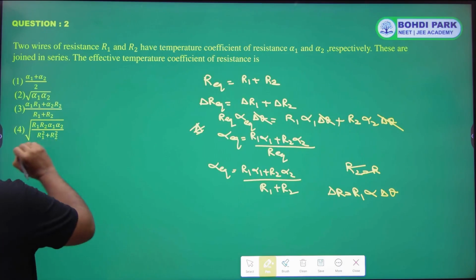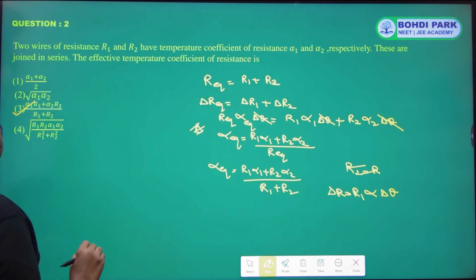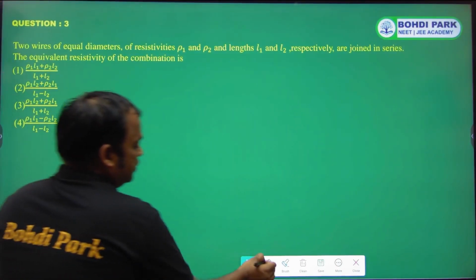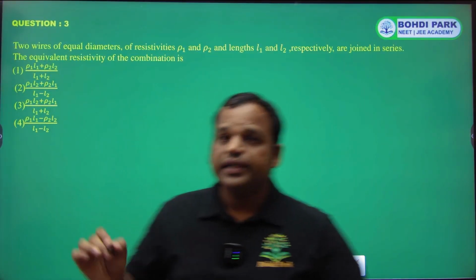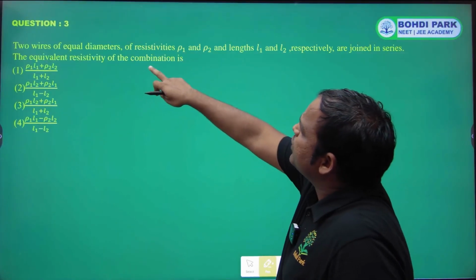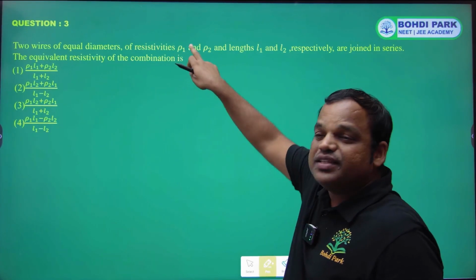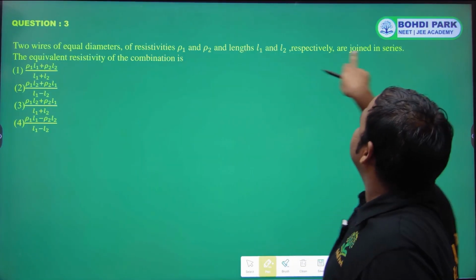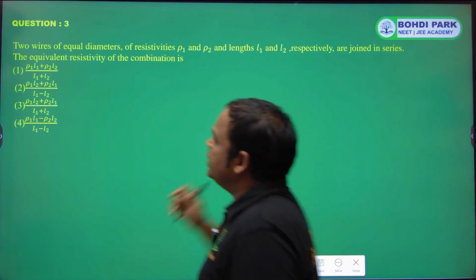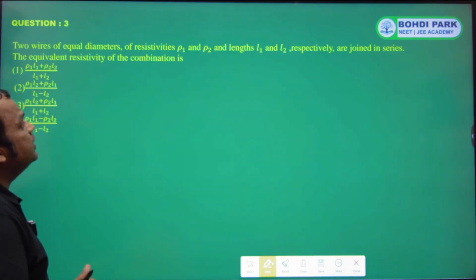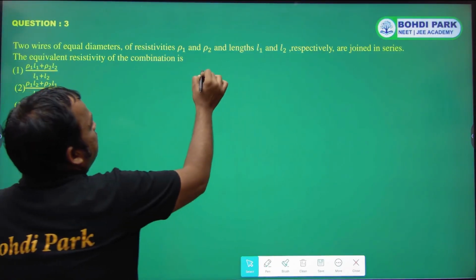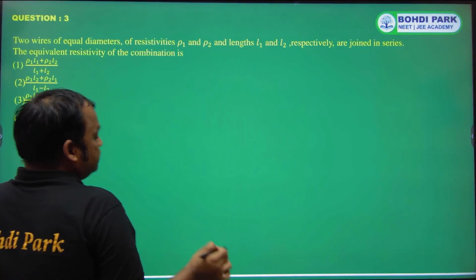Next question. So look at this question number 3. We have two wires of equal diameters, resistivities ρ1 and ρ2, and lengths L1 and L2 respectively, joined in series. What is the equivalent resistivity of the combination? In this case they are in series, so the same formula we'll use. So R equivalent is equal to R1 plus R2.